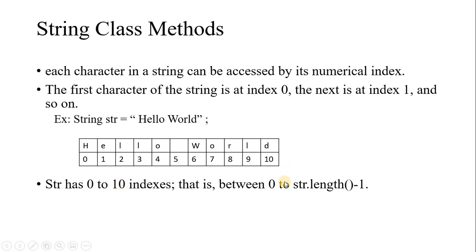In other words, we can also say the index runs from 0 to length minus 1. If you ask for the length, it will give the length, and we say 0 to length minus 1. Here we have 11 items only, so 11 minus 1 is 10. Let's count 1, 2, 3, 4, 5, 6. Totally 11 are there, so 11 minus 1, 0 to 10.